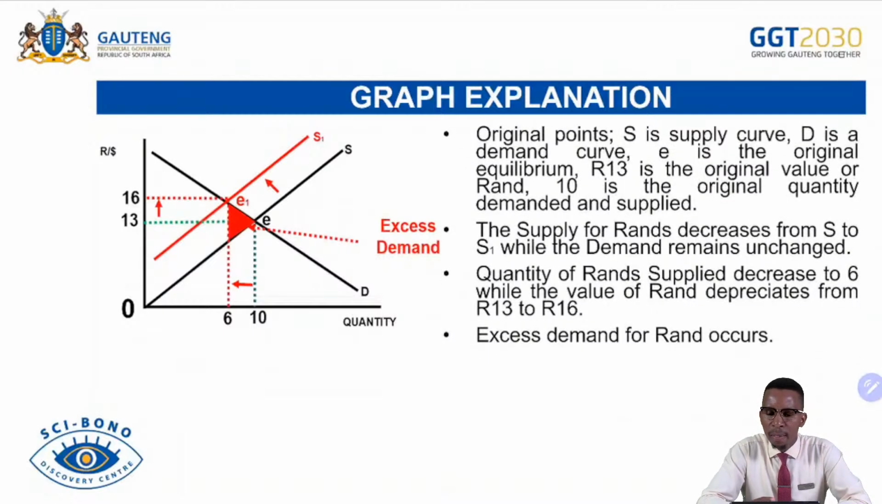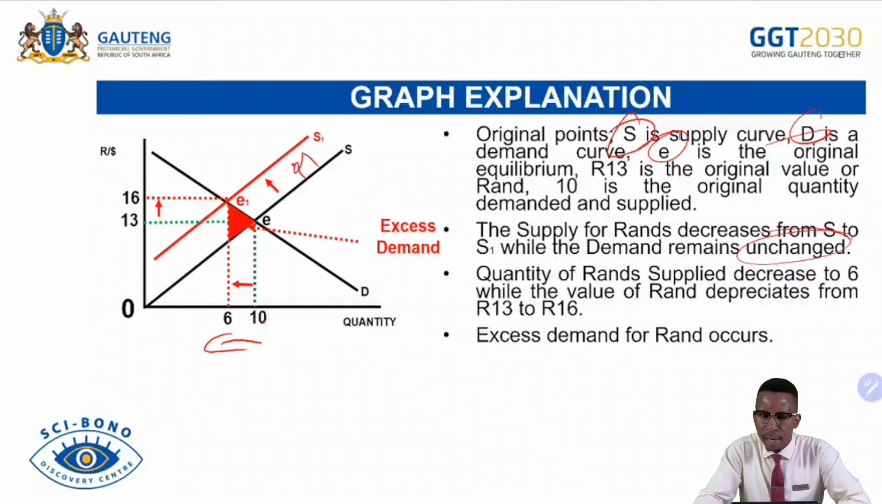Originally, the supply is S, the demand is D, and the original equilibrium is E there. And 13 rand is the original value of the rand against the US dollar. So let's check. The supply of rands decreased from S to S1, meaning less rands will be made available in supply, but the demand for rands remains high and unchanged, which is very high at 10 there. And the quantity of rand supplied decreased to 6, while the value of the rand depreciates from 13 to 16 rand.